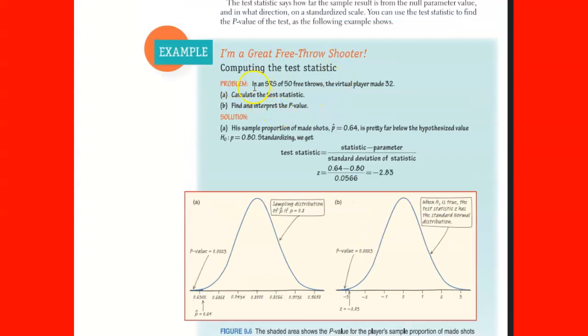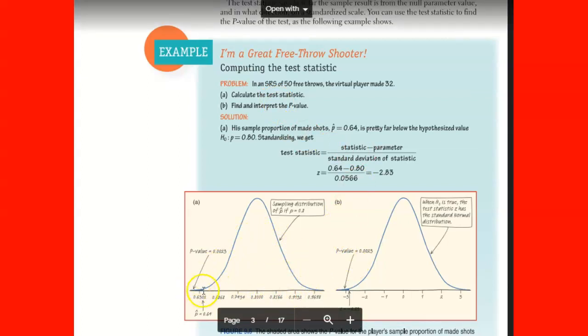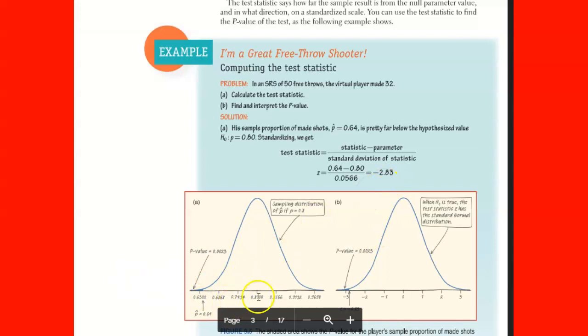What this says is if we expected them to make 80%, they would have been around here. When they went out and got 64%, that has a z-score of negative 2.83. That is 2.83 standard deviations below what I would have expected. That's pretty out there. The question is, what is that area? That area is found by looking on table A, but we're not going to do that. We're going to do that on your calculator.